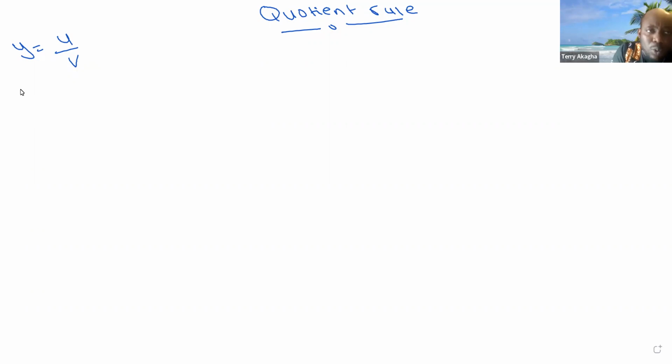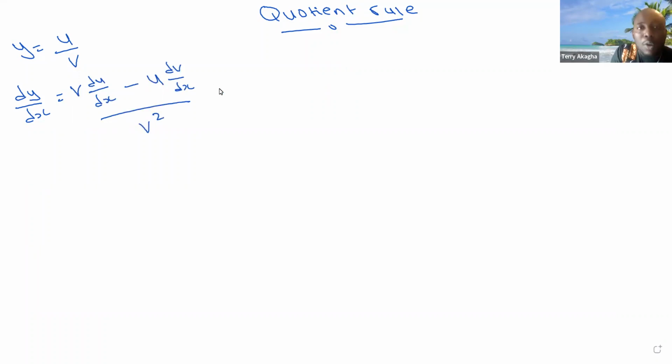And how do you differentiate this one? So dy over dx will be equal to, let me put it this way: you take the v, you differentiate u over dx, minus, you take the u and you differentiate the v over dx, divided by what? V squared. All right. So I can write it this way: v times the derivative of u, minus u times the derivative of v, divided by v squared. That is it.